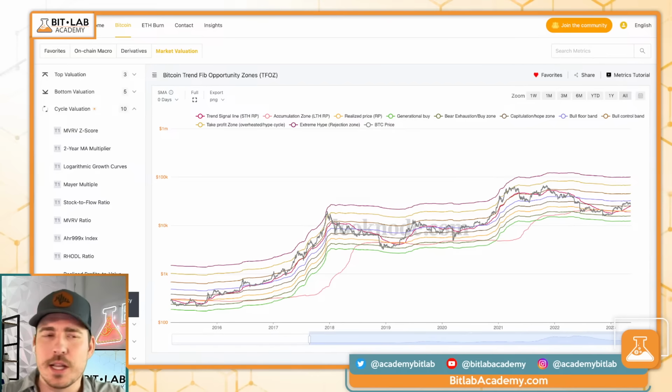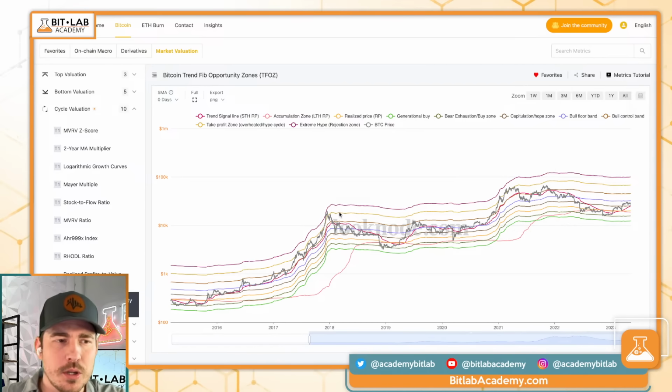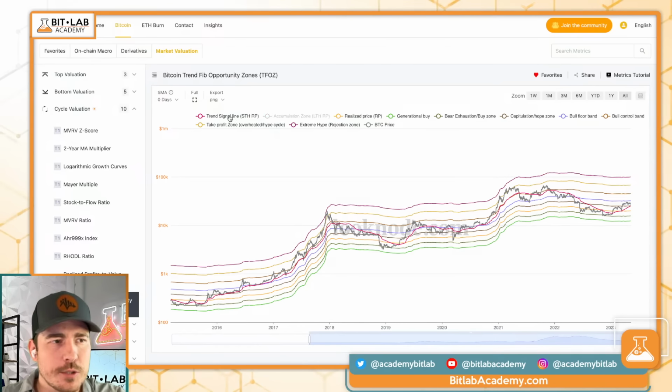This is based on the realized price. Every one of these bands is a fib multiple of the realized price. And then in addition to that, I also have the long-term holder realized price and short-term holder realized price within it, just because they're great trend signal bars.